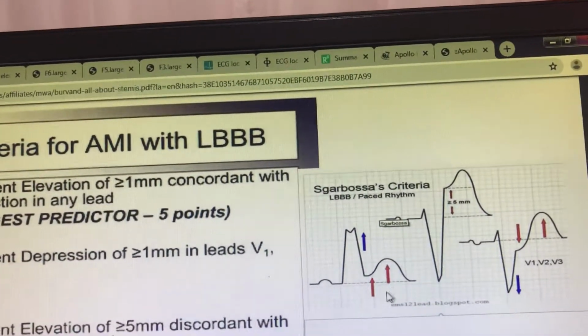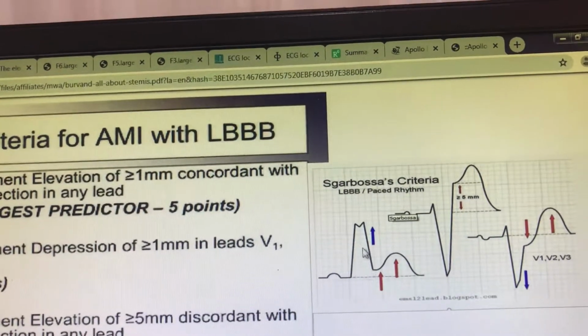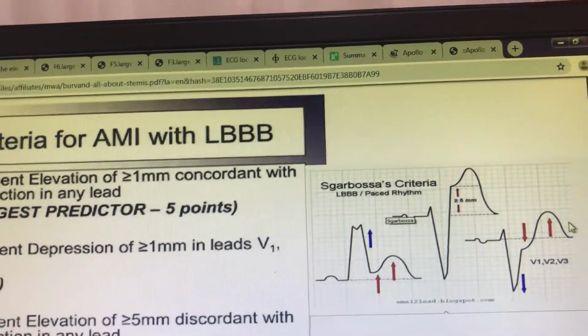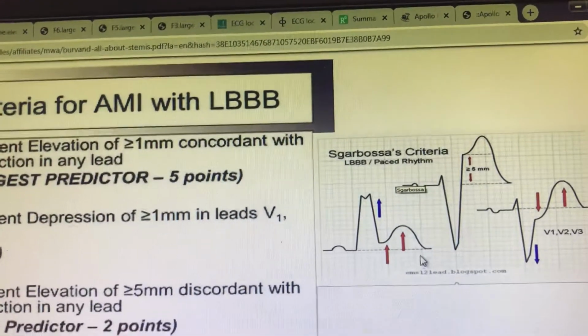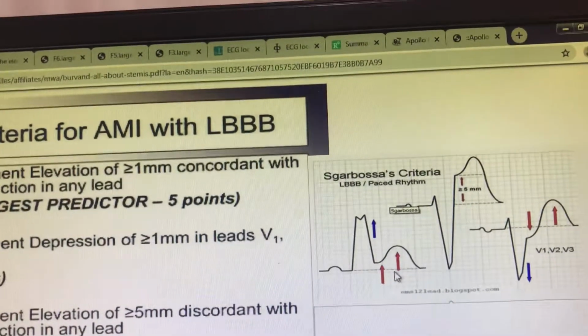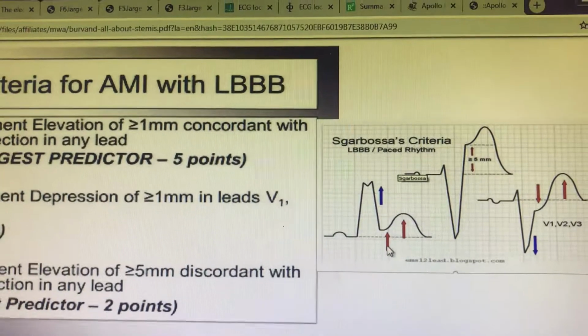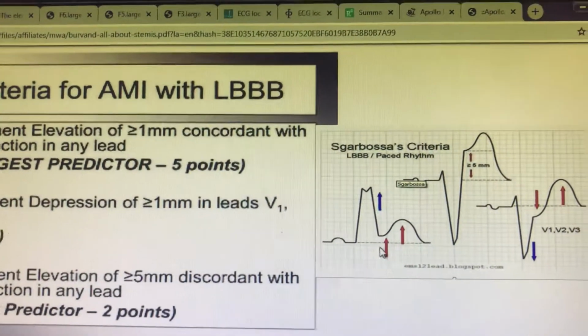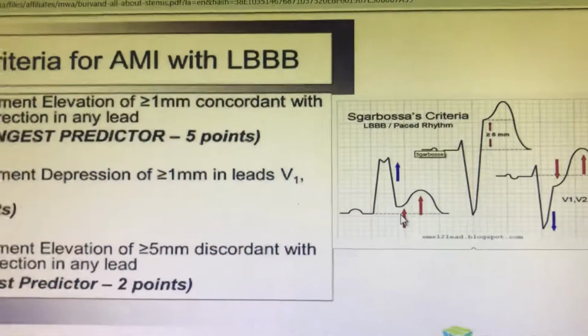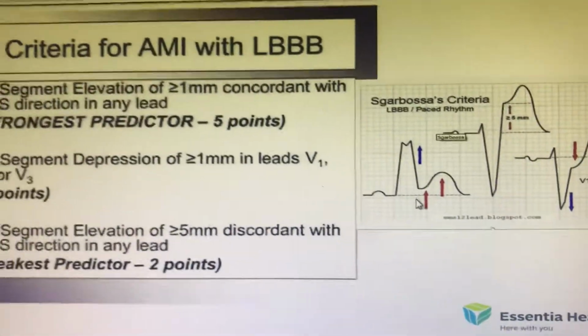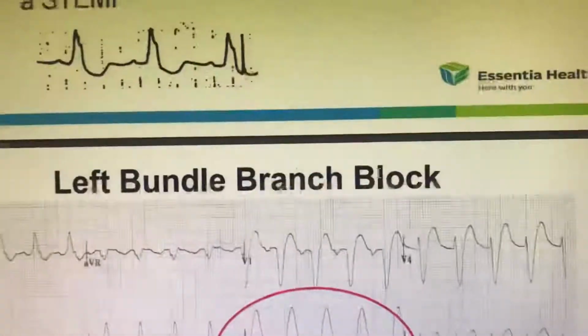Here you should always go with this criteria. Sgarbossa actually gave these 5 criteria of an 8 point scoring, but the most sensitive and most specific, what is usually used nowadays, is only this criteria: ST elevation in the concordant lead of more than 1 millimeter is usually considered as ST elevation MI in the presence of left bundle branch block.